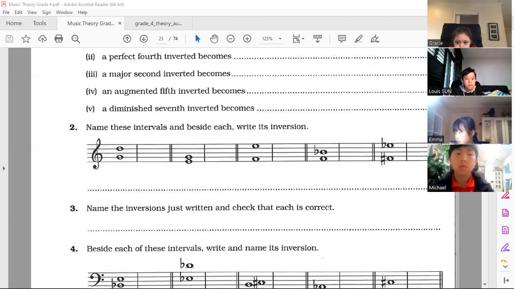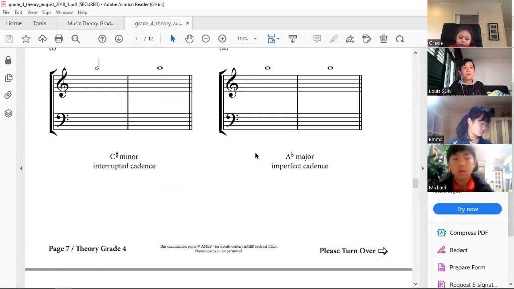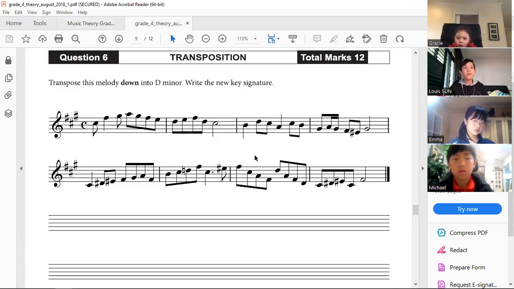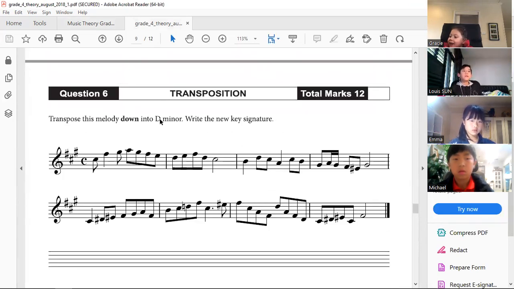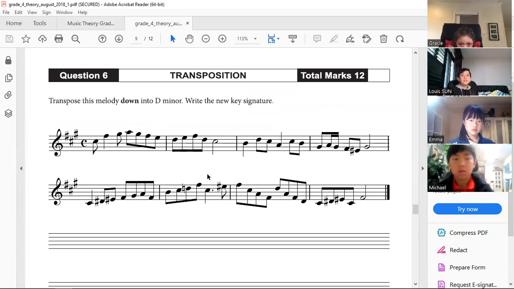So let's do some transposition. It trips you up in fourth grade with transposition. It's not in the textbook, but it's still tested on the exam. So let me just see. Okay, down to D minor, and look at all those accidentals.